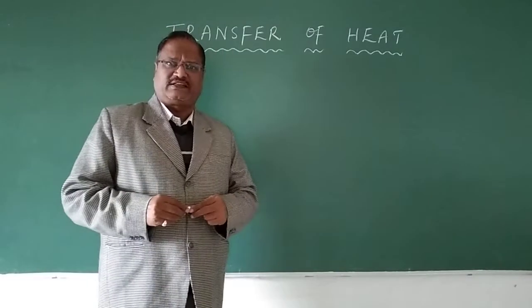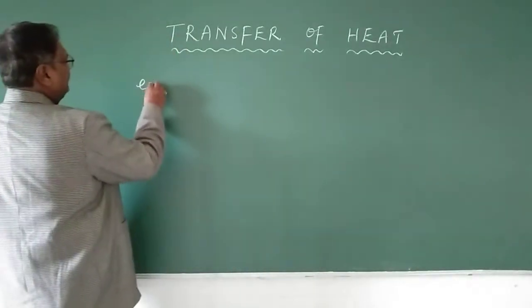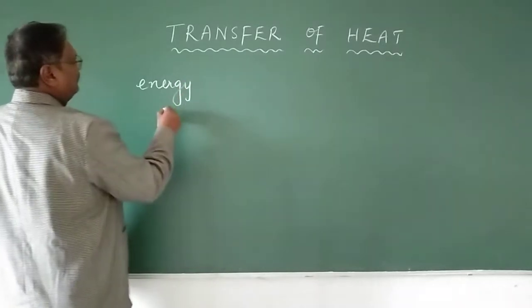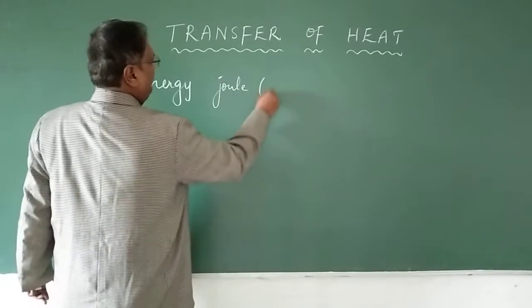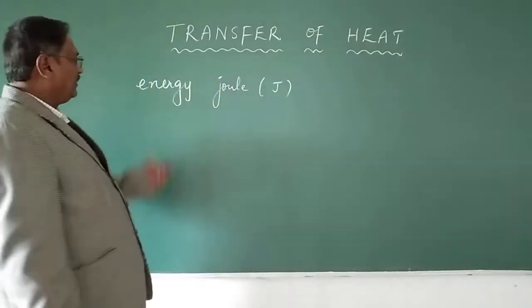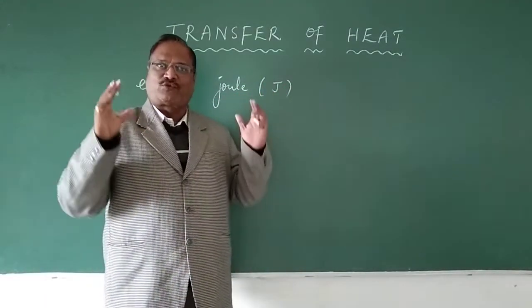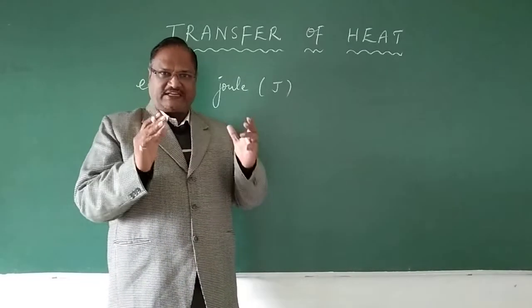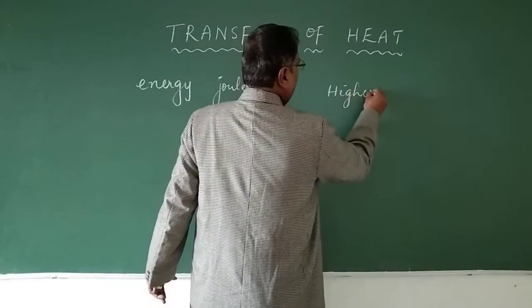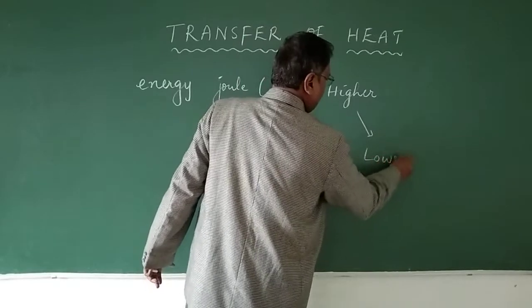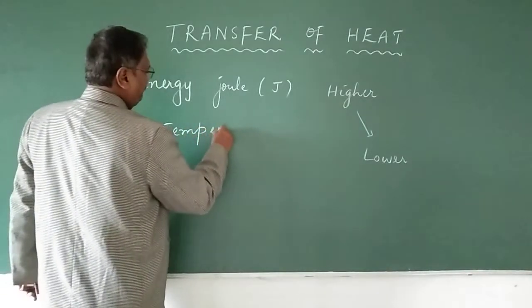We already learned that heat is a form of energy. The word is energy, and energy is measured in a unit called joule, capital J, single letter. Now, what decides the flow of heat? The heat will always flow from a higher temperature to a lower temperature. So, it is temperature which decides the flow of heat, temperature.